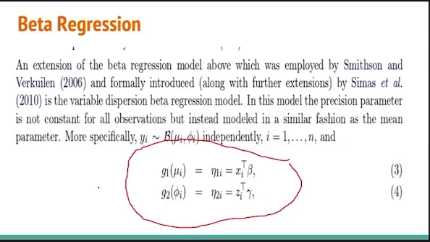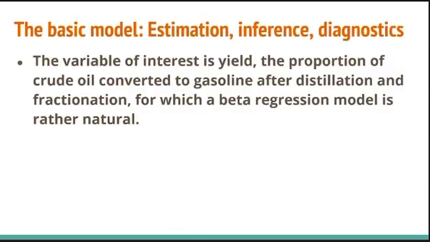Now let's look at an example here. The variable of interest is yield or proportion. In economics, you can use a beta regression if you want to know the amount of income that you spend on food. Of course, you are not going to spend everything on food, which is going to be a fraction, a percentage.